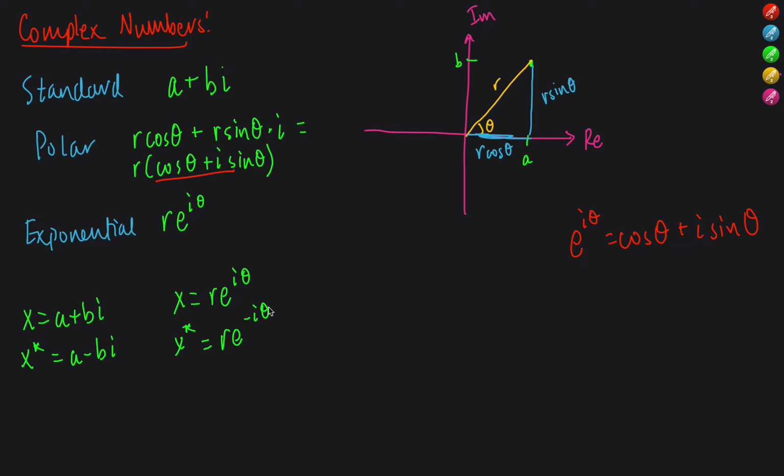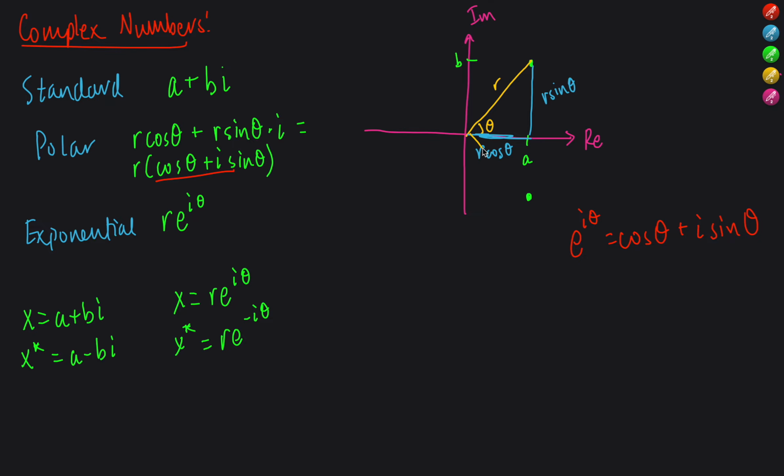This can be seen in many ways. If this is a plus bi, originally our point is a plus bi, and we get to here. The conjugate would be a minus bi, so we would want to go down to here. As you can see, it has the exact same magnitude.